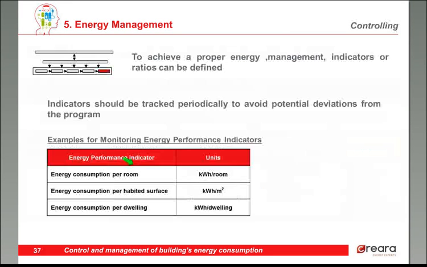And finally, controlling. To make sure that the whole plan is being carried out properly, it is important to create, for example, indicators or ratios to track periodically that deviations are not significant and that we are following the plan. And for this, every building or every organization should define the most appropriate and most useful ones for them. Here we show some classic ones, for example, energy consumption per room, or energy consumption per surface, or per dwelling, etc.